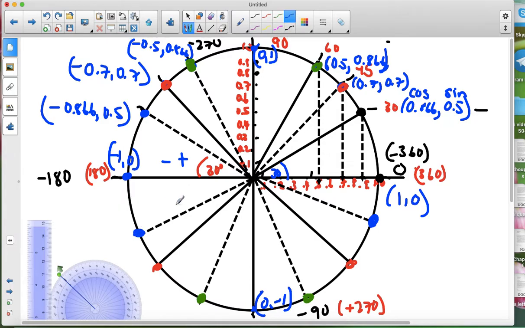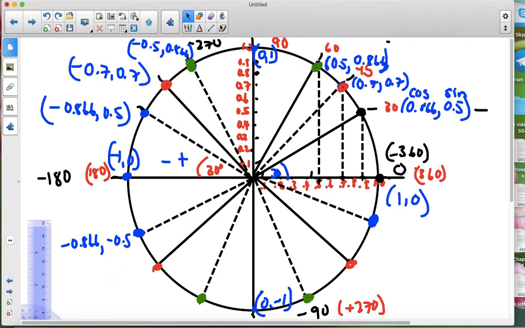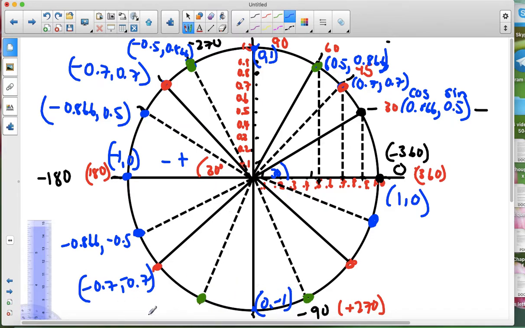So of course, down in this third quadrant, this one is going to be negative 0.866 comma negative 0.5, whereas the 45 is going to be negative 0.7 comma negative 0.7. And the 60 is going to be negative 0.5 comma negative 0.866.